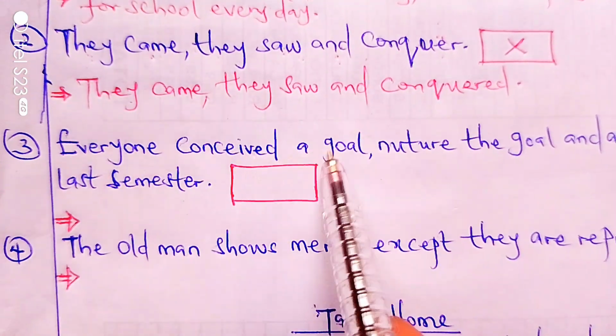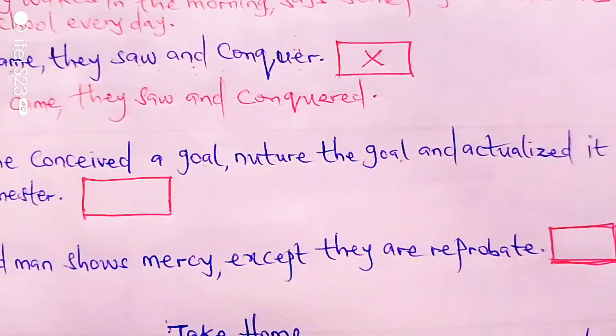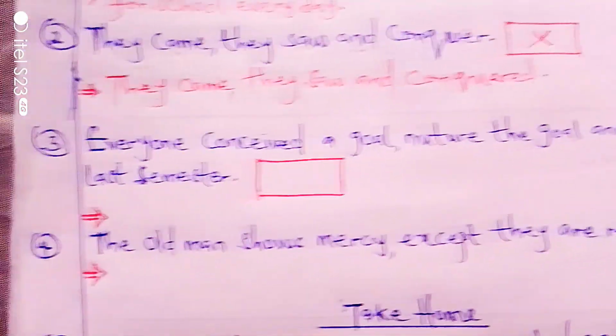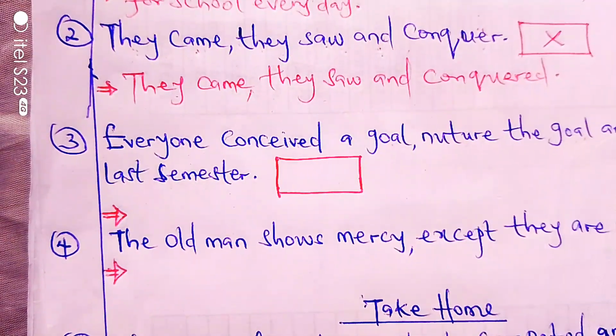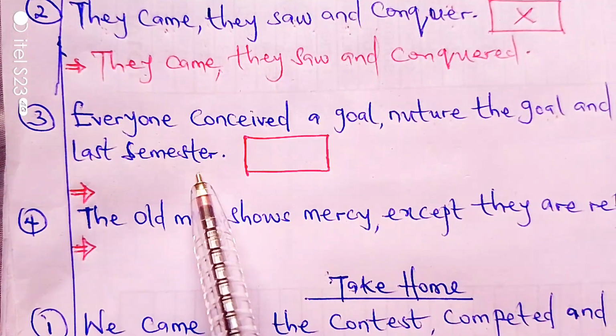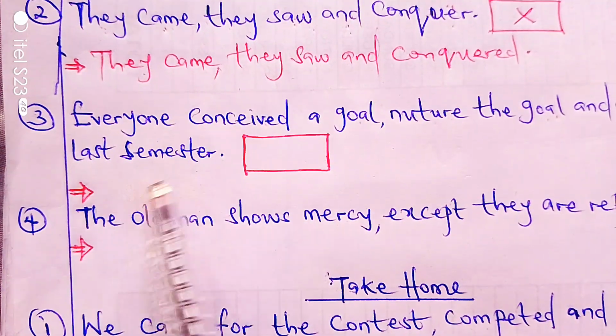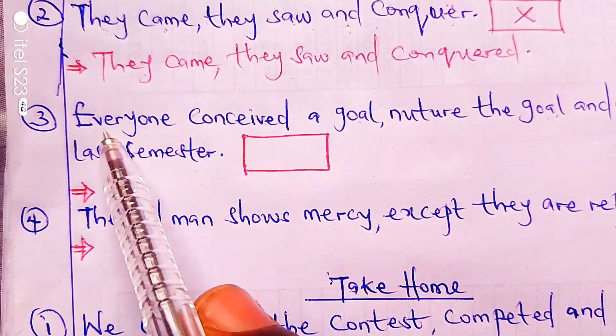Everyone conceived a goal, nurtured the goal, and actualized it last semester. Now, this was an event that took place last semester. It's not something that takes place often. So, and don't forget something. Everyone is an indefinite pronoun.